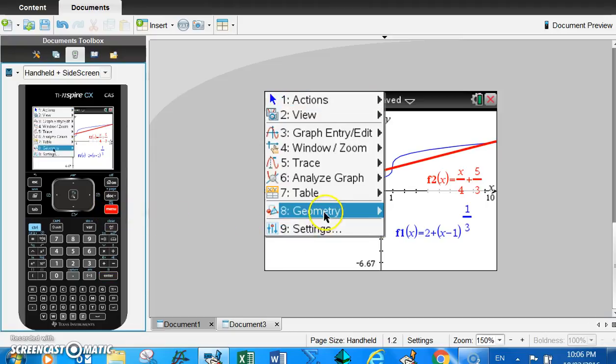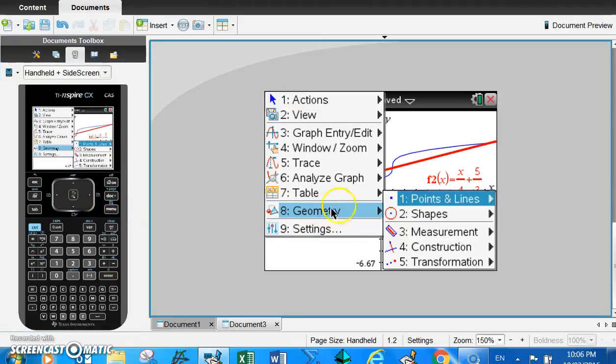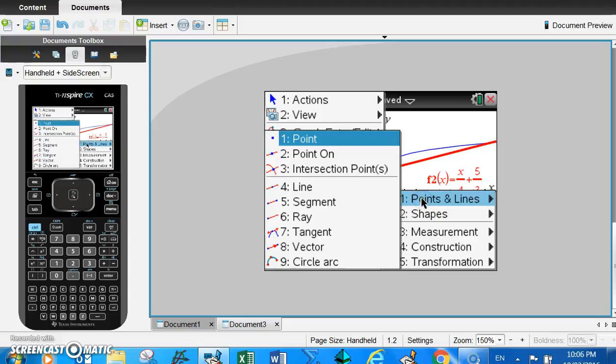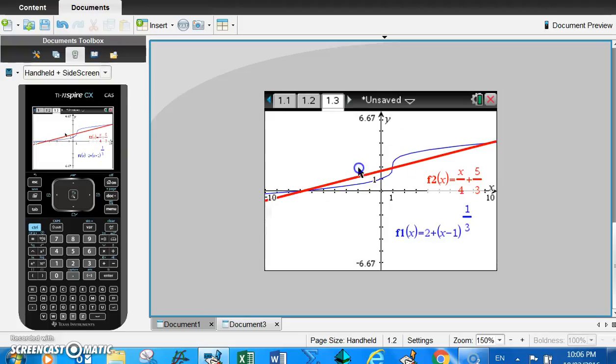Menu, Geometry, Points and Lines, Intersection Points, and then just touch on each of these curves and we've got our points of intersection. So we can round it off to 2 decimal places, minus 6.49 and 0.04, etc.